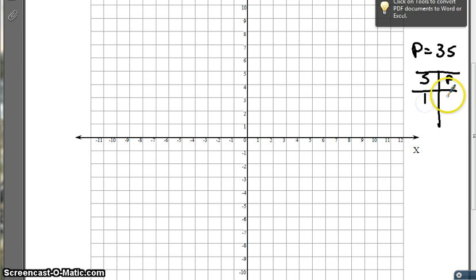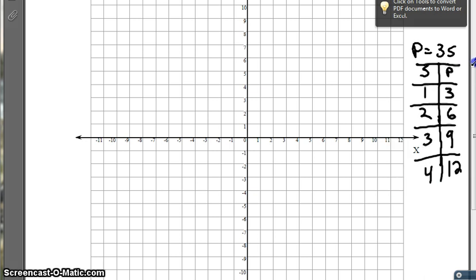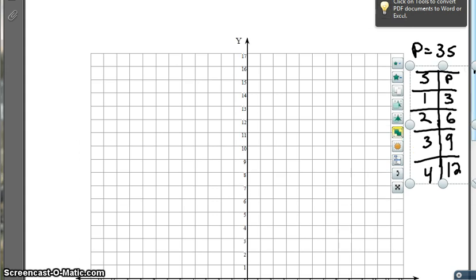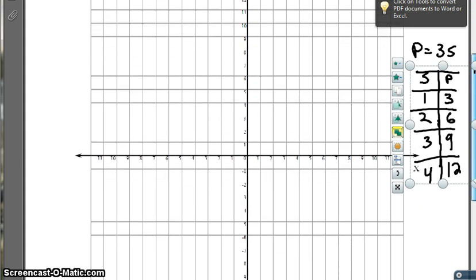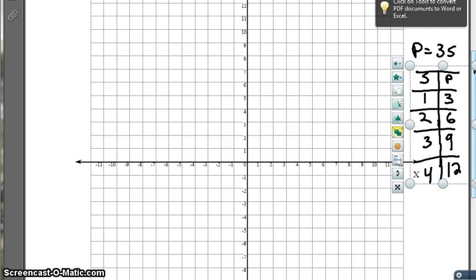If s is 1, then p is 3. If s is 2, then p is 6. If s is 3, then p is 9. If s is 4, then p is 12. Right? Okay, pretty simple on that. I'm going to move this over a little bit and move this down a little bit so I have it right there. Perfect. Okay, so now we graph.